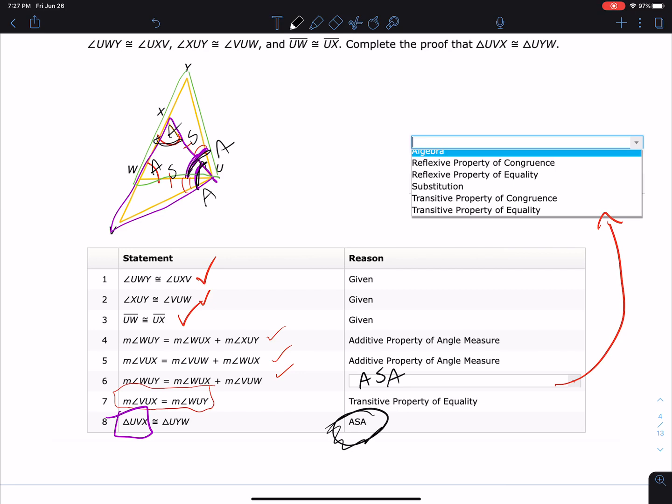So let's see. Sorry, I got excited and just went to the very end. They didn't even want that one. Ugh. Well, at least I know I'm right. It's ASA. What did they do? Okay, here's the thing.